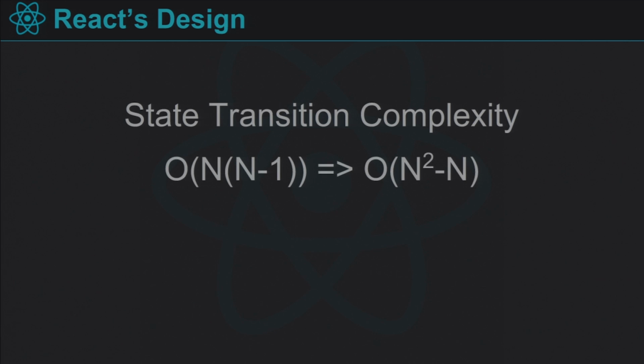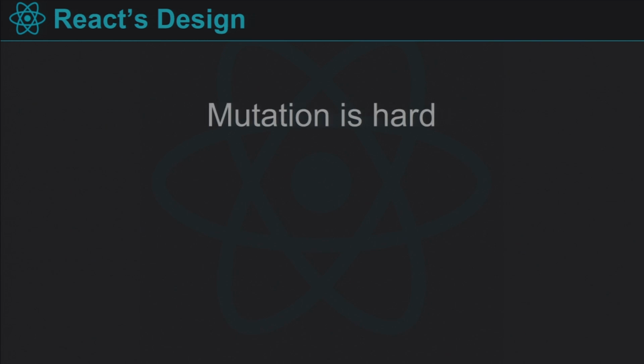So we have state transitions. The state transition complexity is big O of n times n minus 1, because you have n states, you can transition to any n minus 1 states. So the state transition complexity is n squared minus n. Which means that for every additional state that the designers decide they want to add to our application, we have a quadratic increase in the complexity of our application. And this is sort of what React aims to solve. This is the problem that we're solving.